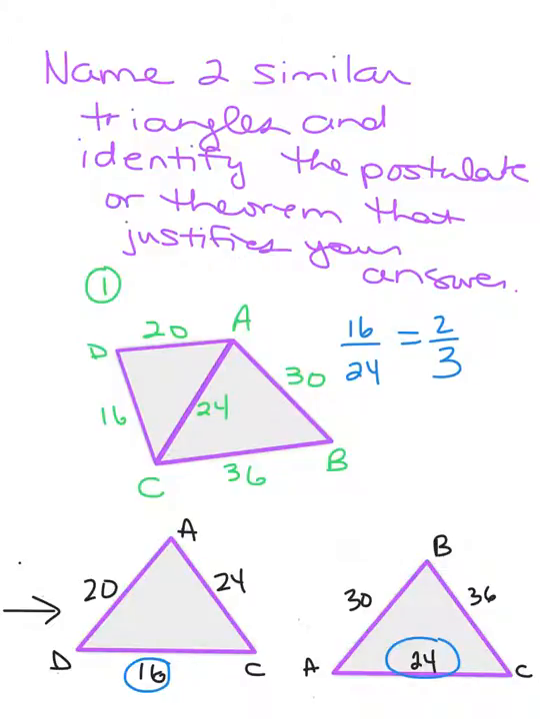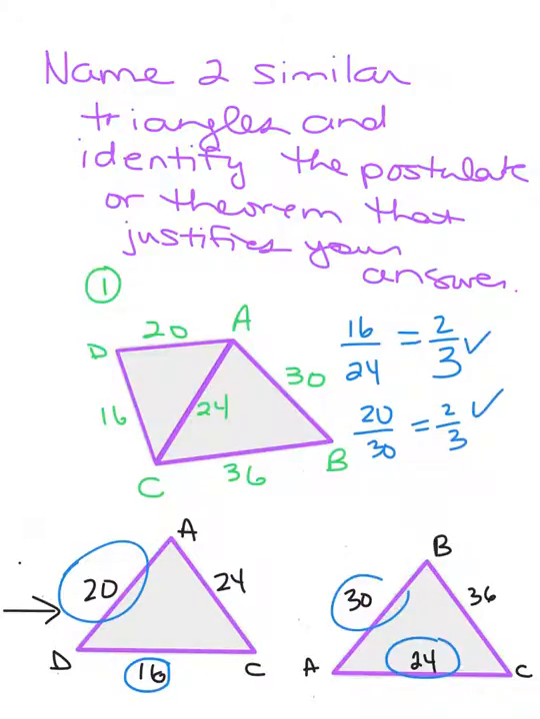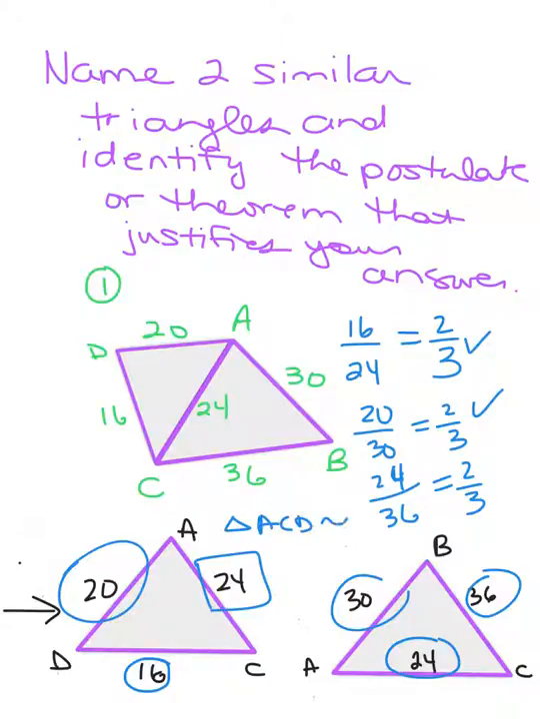All right, let's look at our next set. So I have AD is 20, and that matches up with 30, which simplifies to 2/3. So far it looks good. And then my last set, I have 24 is to 36, which also simplifies to 2/3. So I can say that triangle ACD is similar to triangle BCA by the SSS Similarity Theorem.